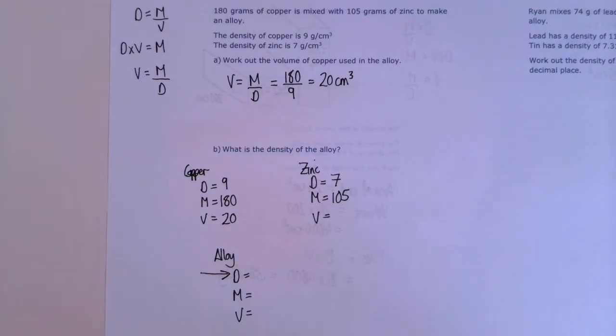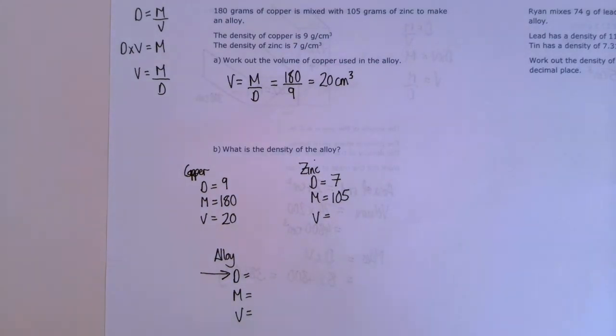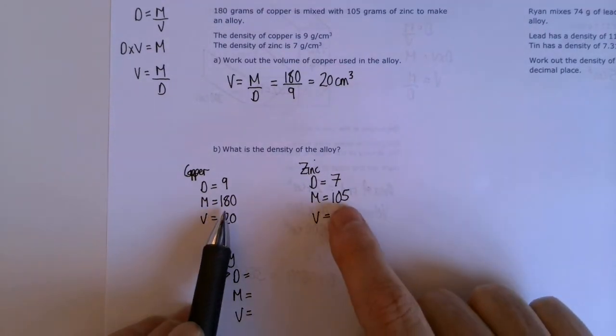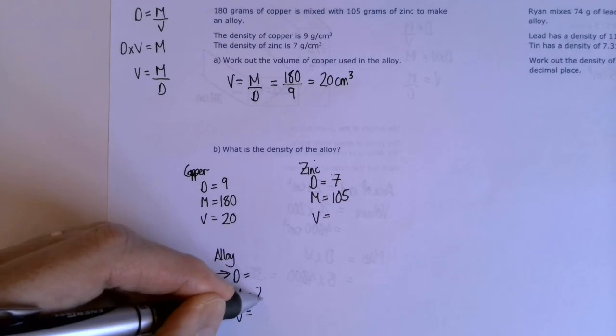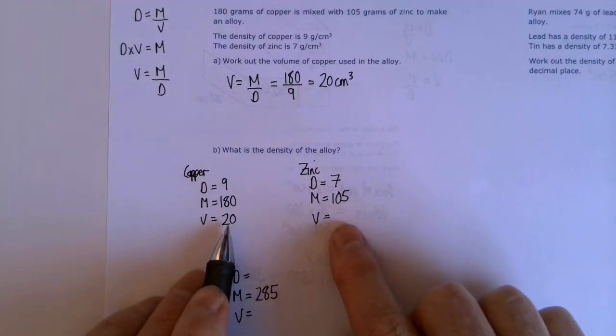So where do we go now? This is where it would be so much better if we were in class, but I hope you can see that if I want to work out the density of the alloy, which is both of these metals combined, I need to know the mass of the alloy and the volume of the alloy, because density is mass over volume. The mass of the alloy, well, I know that because it's going to be the result of mixing these two metals. So that's going to be 285. The volume of the alloy will be the combined volume of the two metals.